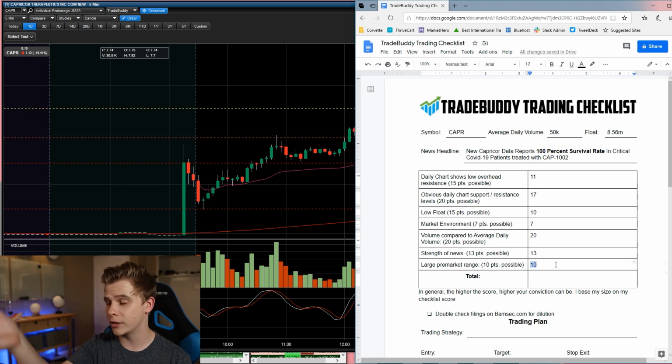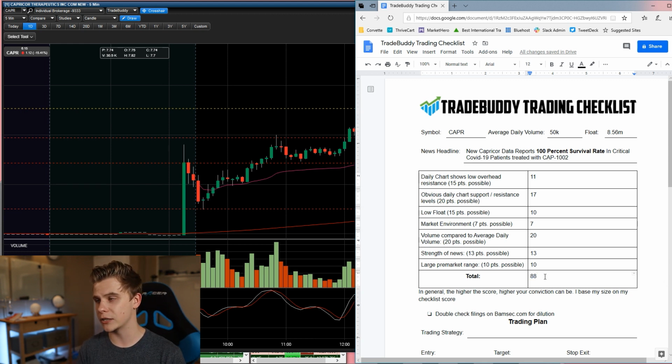Then you just add all these numbers up. It should give you a total out of 100. For this, I graded it an 88 out of 100, which is obviously a very good score. The higher the score, the higher my conviction is. And I typically base my size on my checklist scores. So if I have a very good score, like here on CAPR, I would use more size. If the score is only a 60 out of 100, but it still is first green day on news, I'll use a bit less size.